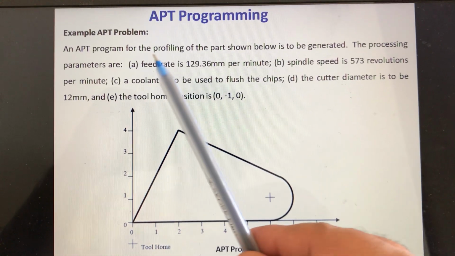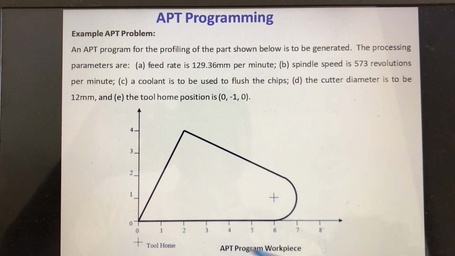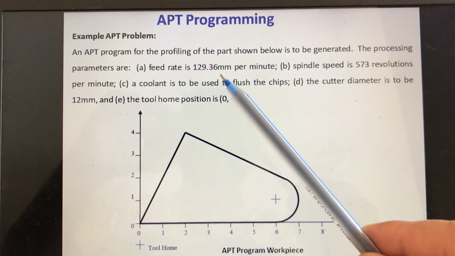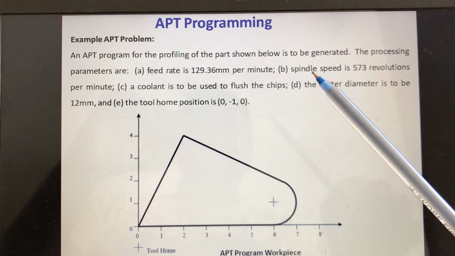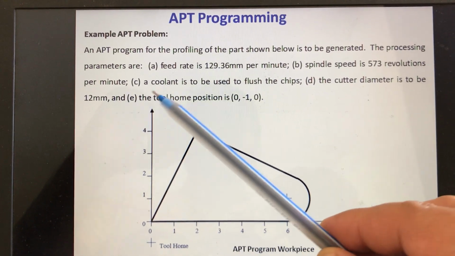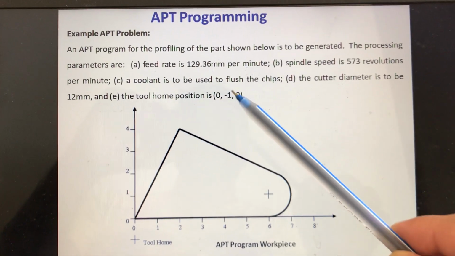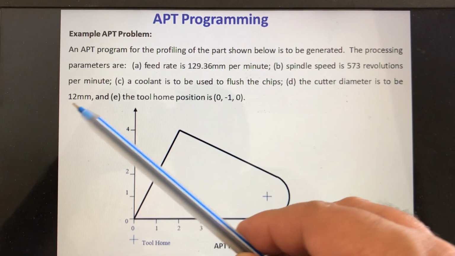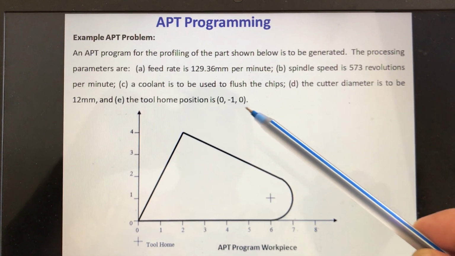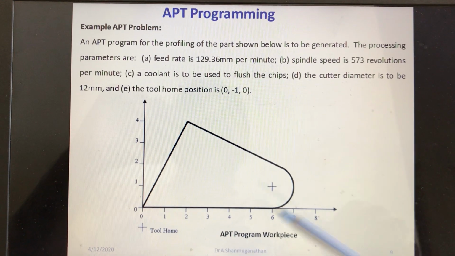An APT program for the profiling of the part shown below is to be generated. We have to make an APT program. The processing parameters are the feed rate, which is given per minute, and the spindle speed is also given here per minute, right? And a coolant can be used, it is given. And a cutter diameter is also given here, right? And the tool home position is also given. So the tool starts from this place, and now we should try to make the program.